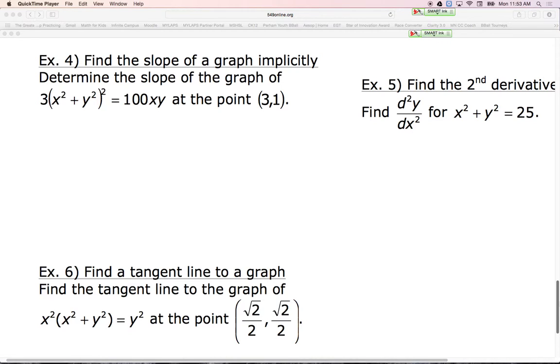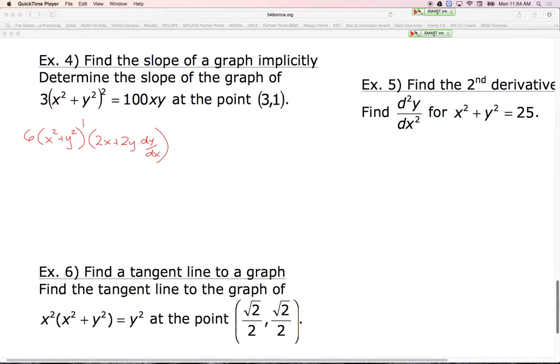So what are you going to need on the left side to take the derivative? Chain rule. What are you going to need on the right side? Product rule. All right, let's try it. Somebody tell me how to do the left side. I'm not talking today on this one. You guys talk me through this one. All right, it's going to be 6 times x squared plus y squared to the what? First times the derivative of the inside. Very nice. That's the chain rule on the left side.